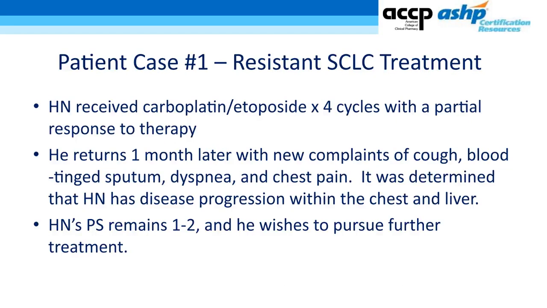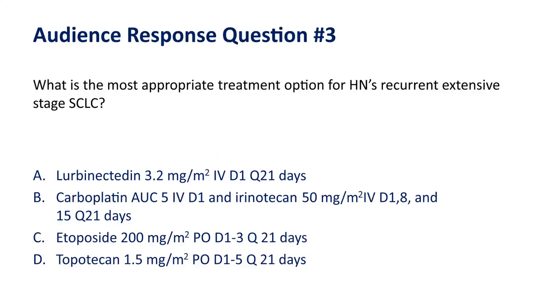So HN received carboplatin with etoposide for 4 cycles with a partial response to therapy. He does return 1 month later with new complaints of cough and blood-tinged sputum, dyspnea, as well as chest pain, and it's determined that HN has disease progression within both the chest and liver. His performance status is slightly declined, but he does wish to pursue further treatment. What is the most appropriate treatment option for HN's recurrent extensive stage small cell lung cancer?